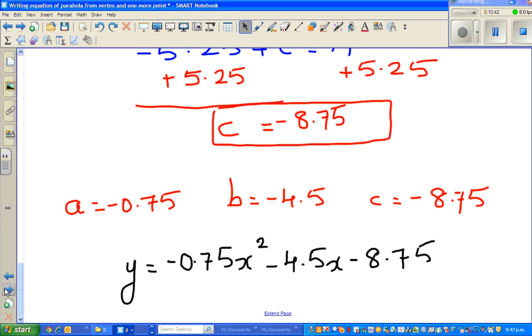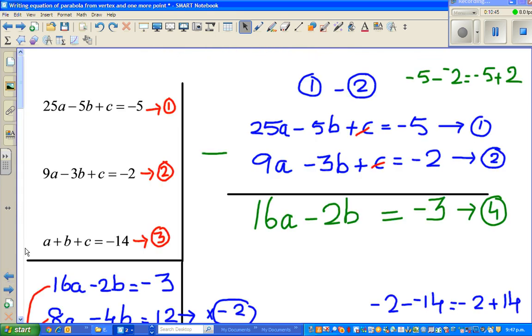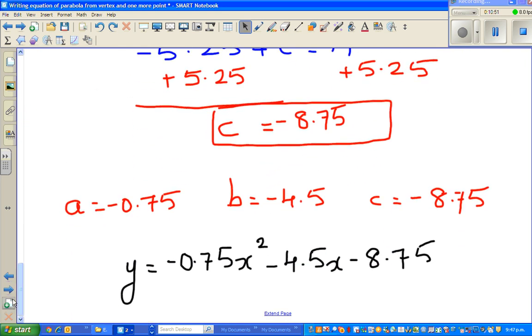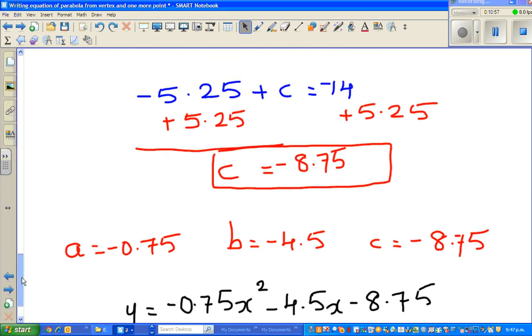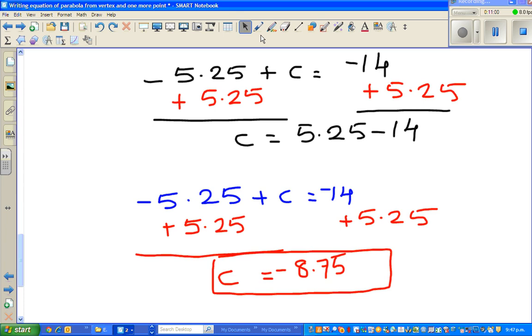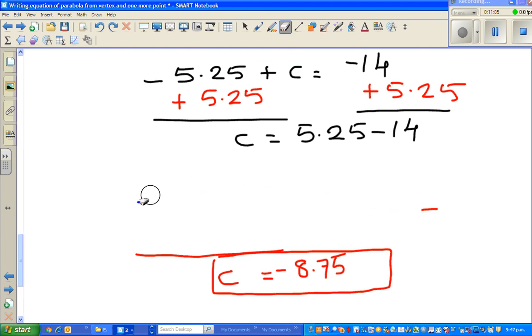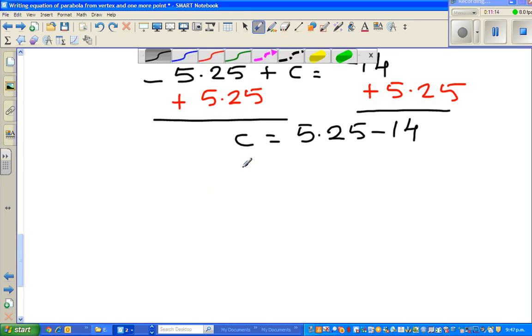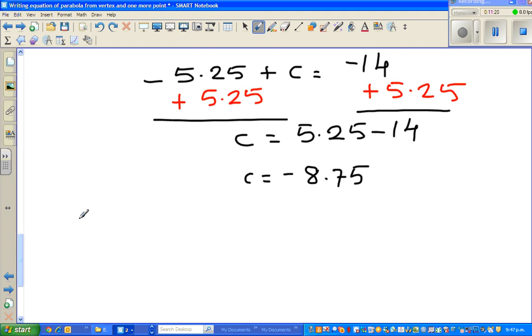Where are we? Oh, sorry, yeah, you're right. So my C is minus 8.75. Yeah, minus 8.75. Oh, I have to delete this. Okay, so let me delete this. So let me write. So C is minus 8.75. Okay, so the equation is Y is equal to, what is my A?